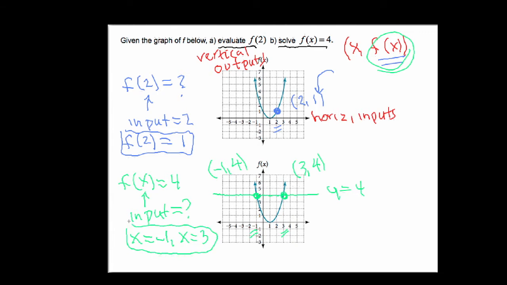Just to make sure you and I are saying the same thing, when I evaluate the function at negative 1, what do I get back? I get back a 4. And when I evaluate the function at 3, what do I get back? I get back a 4.